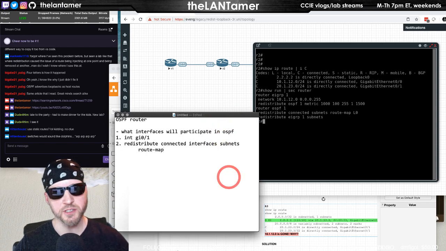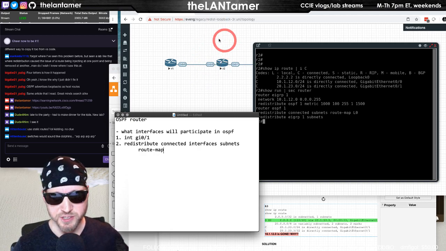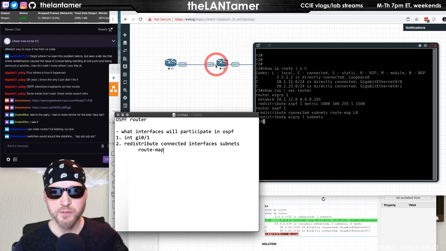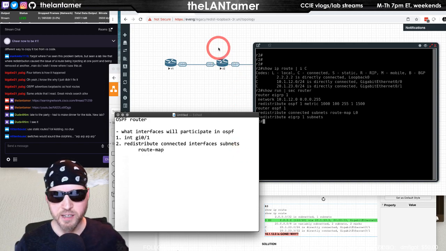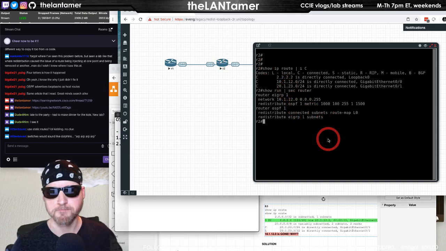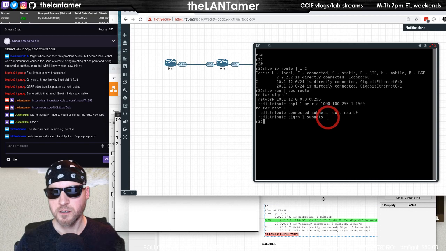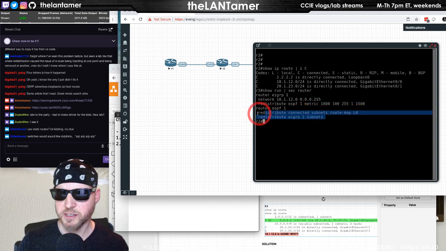So we don't want to redistribute everything. Like our requirements were to just redistribute loopback 0. I could have included, without a route map, I could have just said redistribute connected interfaces subnets. And it would have advertised Gi0/0 and loopback 0 into OSPF, and that would have solved our problem, right? In fact, let's try that theory real quick.